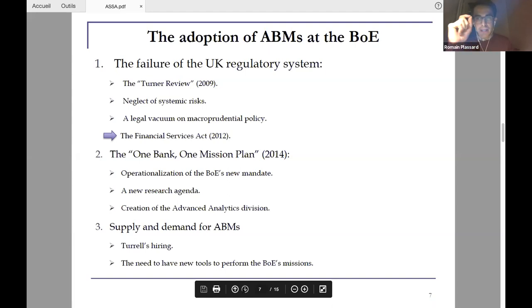And what's important here is the composition of this new division. Executive members decided to build a multidisciplinary team. Starting from 2014, the BOE therefore hired mathematicians, computer scientists, linguists, and physicists. I insist on the hiring of physicists because it plays a role in the first step of my history.